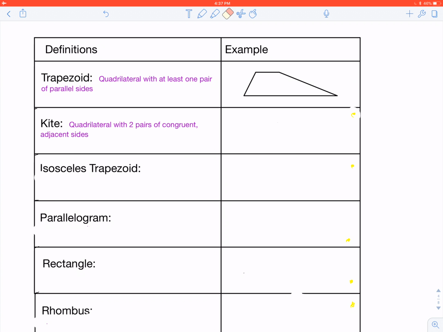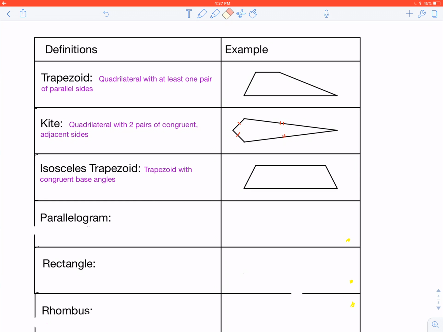An example of this would be something like that right there. Sorry, I erased a little bit too much. So here I have two sides adjacent, they're next to each other and they are congruent. And I also have another pair of two sides that are next to each other as well as congruent to each other. The isosceles trapezoid is the trapezoid that has congruent base angles.